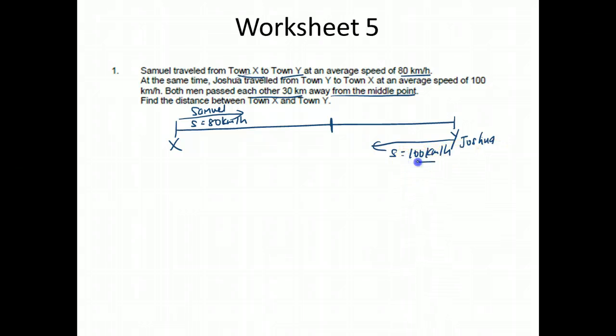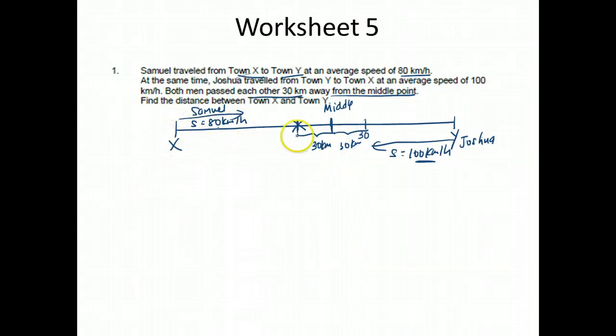We know that Joshua's speed is faster than Samuel's speed. So if they start at the same time, Joshua would have covered more distance than Samuel. So this distance is 30 kilometers, and they would have met here. If this is the middle, this will also be 30 kilometers.